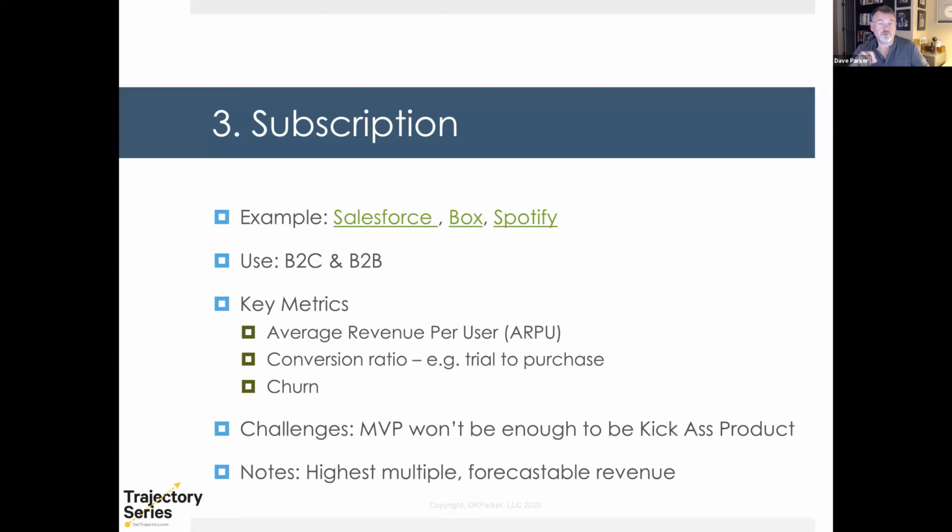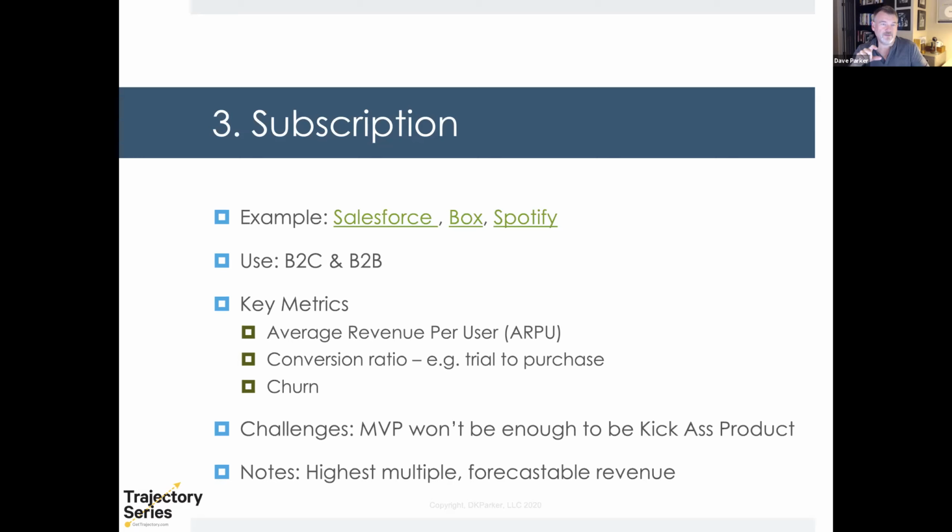So is my churn number 2% a month or 20% a month? Now, early on with an MVP, your churn numbers are going to be super high. So just know that it's kind of to be expected in the early days that your churn will be higher, but you want to see that churn number come down over time.